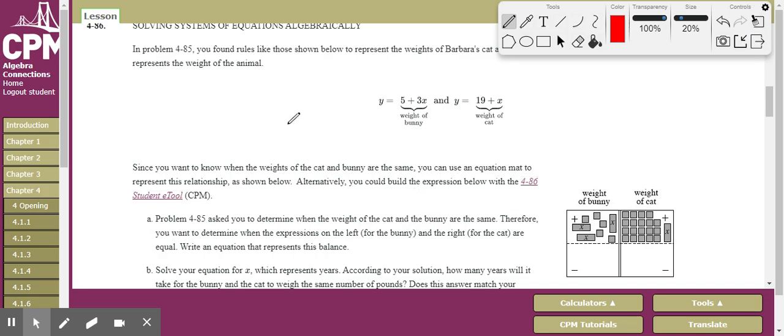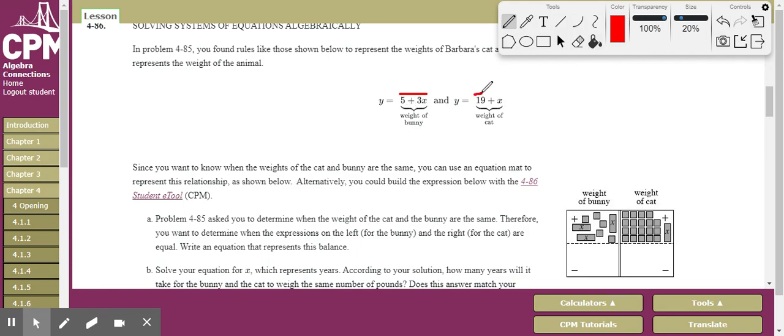In the first part of this section, we solved for when the bunny and the cat would be the same weight by using a table and a graph. Now we're going to see how we would do that algebraically. So what you have here is the weight of the bunny. If I know how many years have gone by, I multiply that by 3, and then I add 5, which was his starting weight.